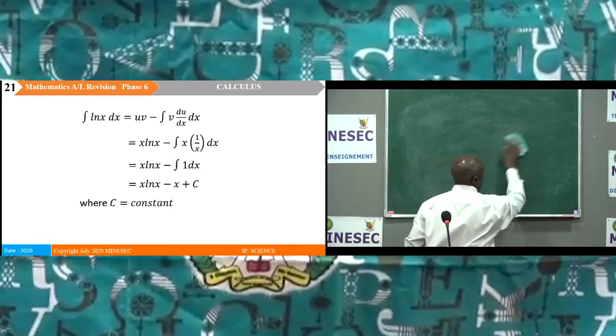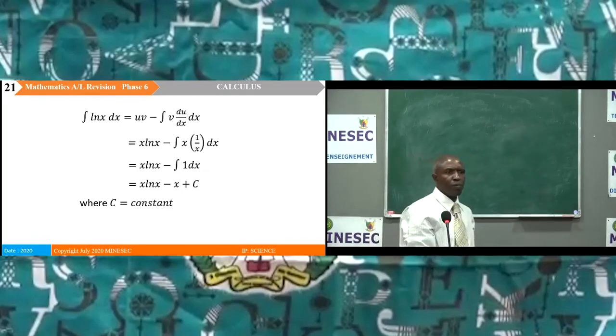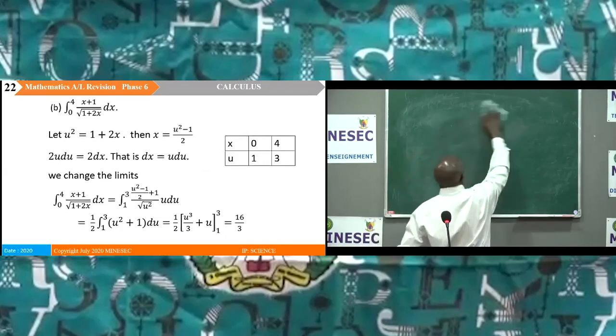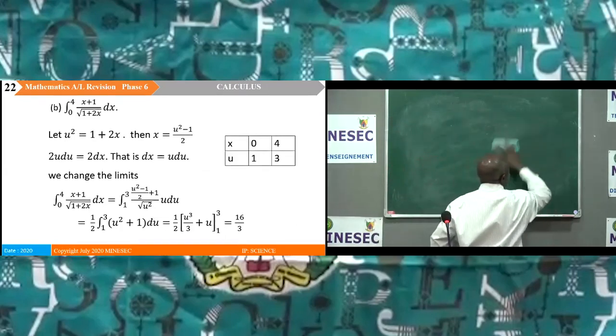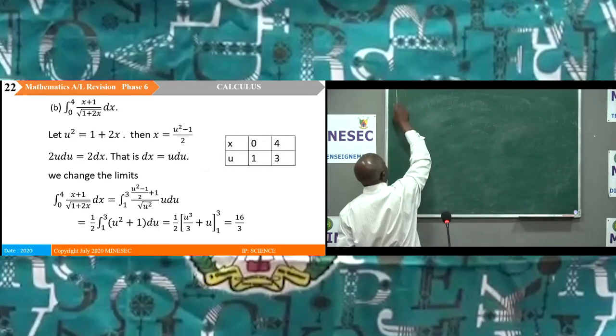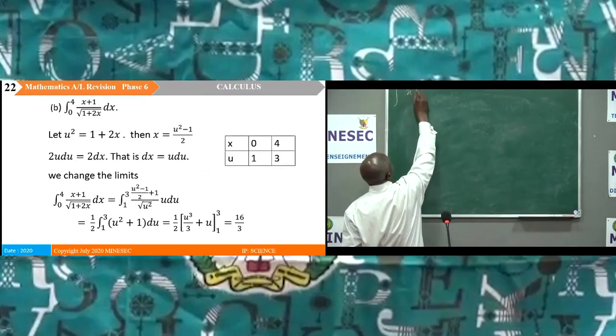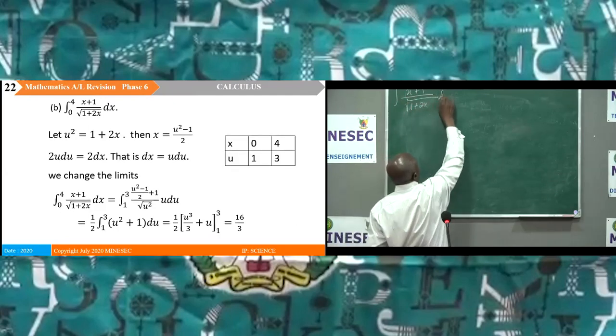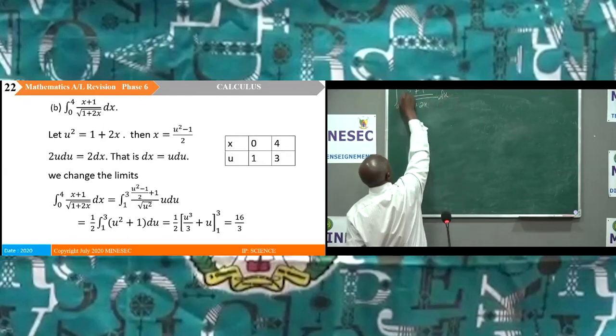The next part of the question then is talking about the integral from 0 to 4 of x plus 1, all that divided by the root of 1 plus 2x dx. How can we solve this? We say integral of x plus 1 over the square root of 1 plus 2x dx from 0 to 4.